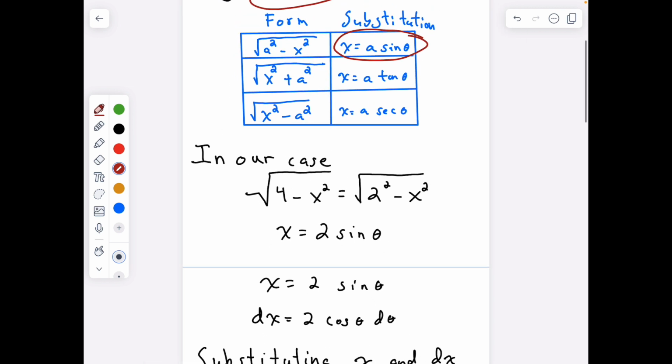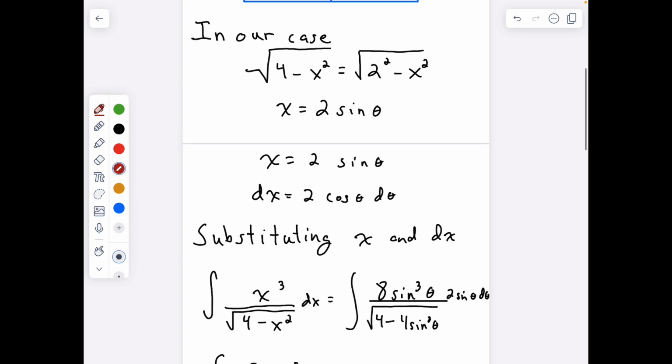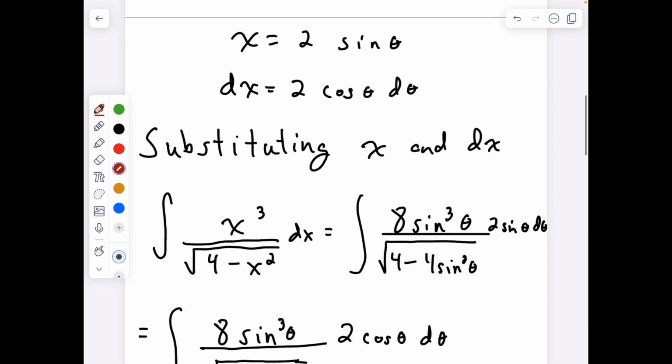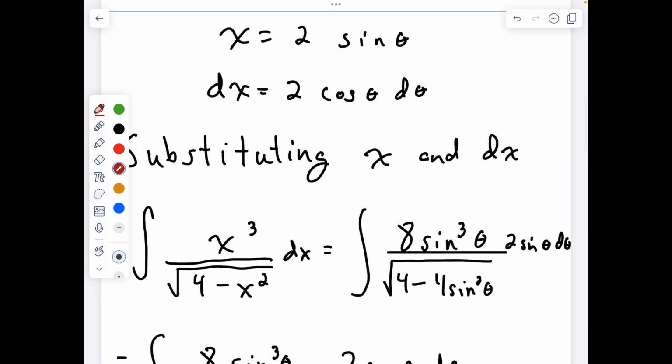Now, what do I mean by a substitution here? So what you're going to find is you find your x to be 2 sine theta, and you're going to need something else, the differential dx, which is simply the derivative. So dx equals 2 cosine theta d theta. We add that d theta. And what I'm going to do with that integral is substitute that x and dx in there. And that's what you see on this next step.